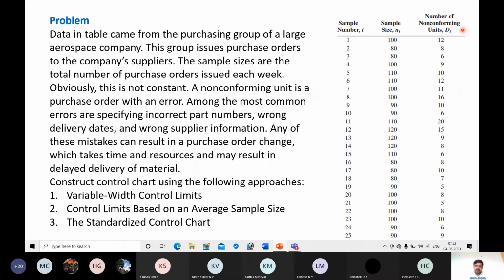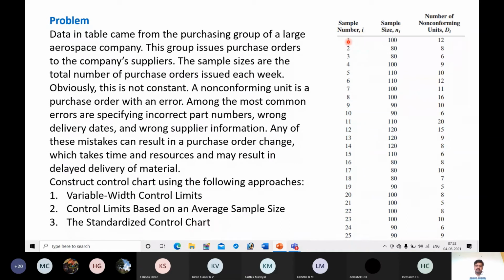Okay, so in the first week 100 orders were issued, in the second week 80 orders, in the third week again 80 orders, in the fourth 100 orders, like this. So we are initially considering 25 weeks for evaluation. Next, for this data, construct a control chart using the following approaches: variable width control limits, control limits based on an average sample size, and the standardized control chart.